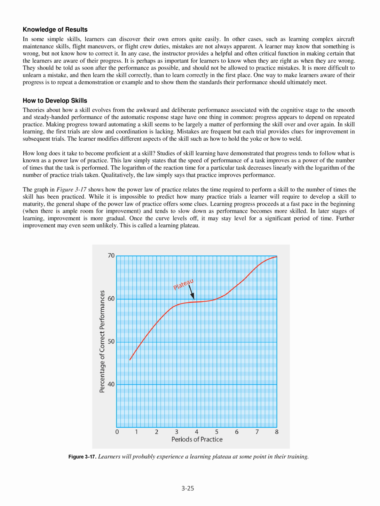It is more difficult to unlearn a mistake, and then learn the skill correctly, than to learn correctly in the first place. One way to make learners aware of their progress is to repeat a demonstration or example and to show them the standards their performance should ultimately meet.